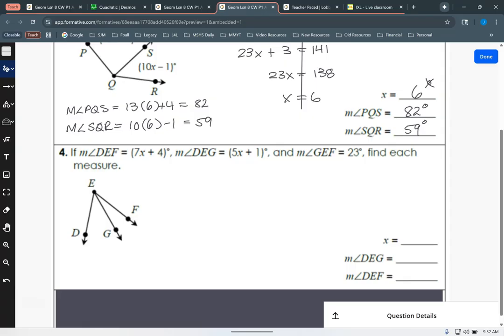Why don't you do this? Start by finding all of those names and try to determine for yourself, do you have parts or wholes? Like, for example, is DEF a part or a whole? Okay, that's the whole. So that's the one that's going to go all by itself on one side of the equation. And so that means DEG is a part, right? And GEF is a part. Okay, let's see if you can set up a part plus part equals whole for angles for question number 4.